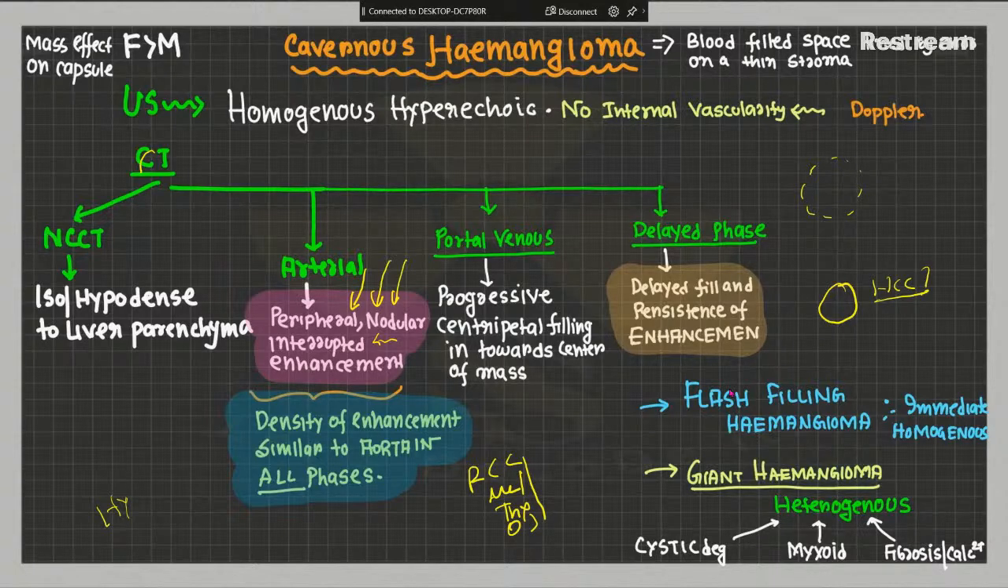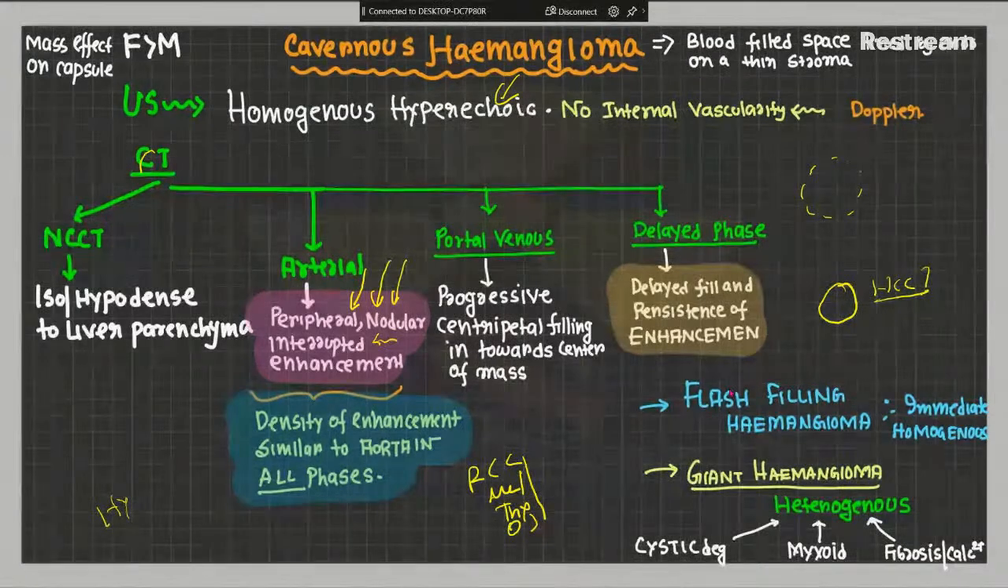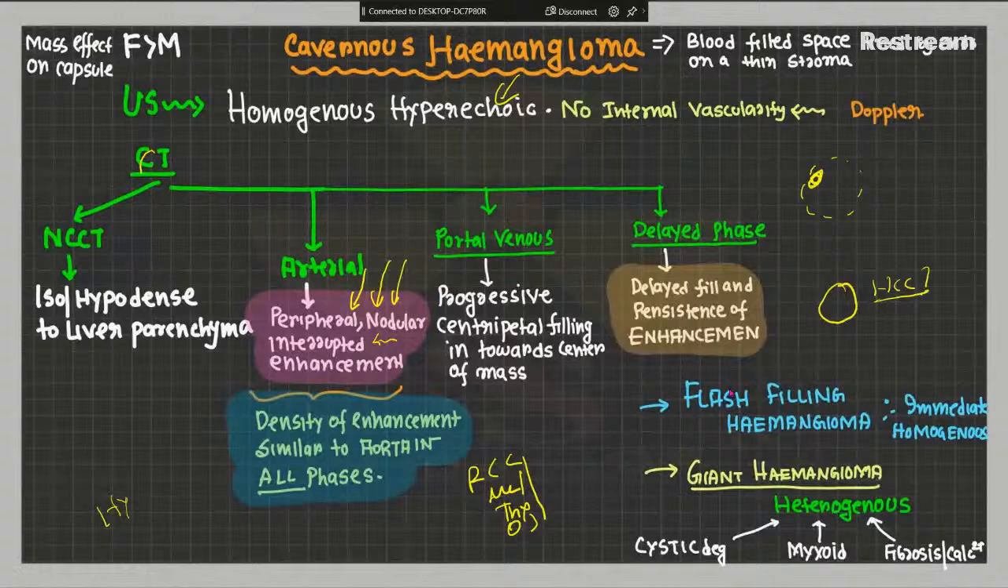Now coming to imaging, as I see it, every liver imaging starts with ultrasound. Although ultrasound is not the investigation of choice, we get some idea that there is something which I have to follow. So start with ultrasound. In case of hemangioma, you see that it's a homogeneously hyperechoic mass. Hyperechoic means that it's white on ultrasound, and it is usually well defined.